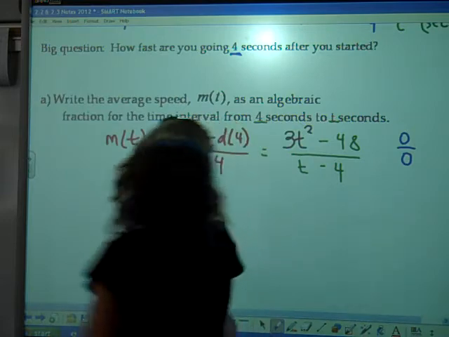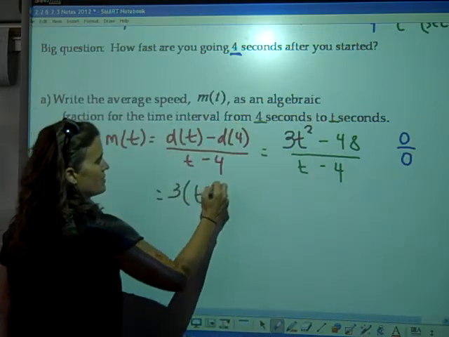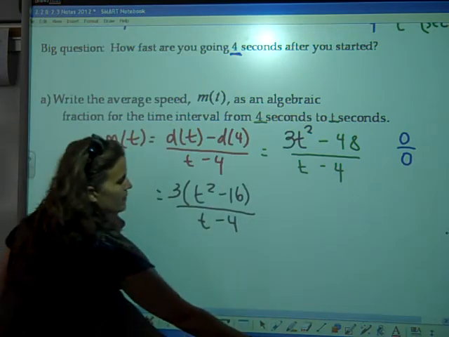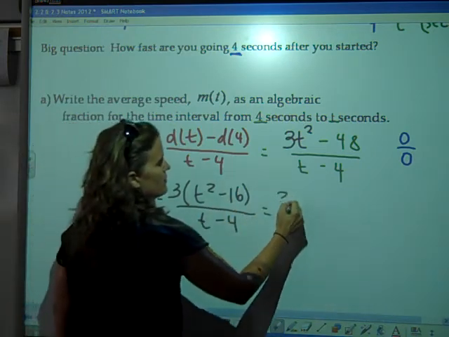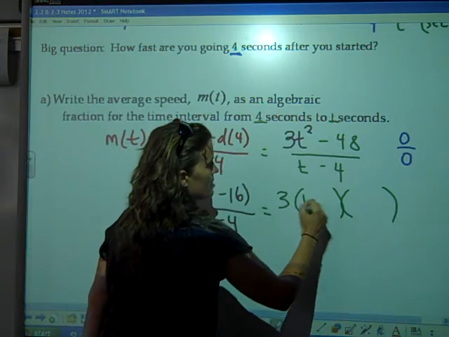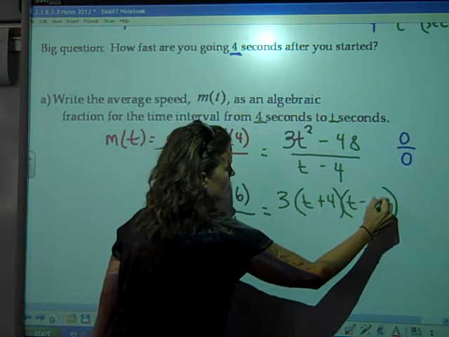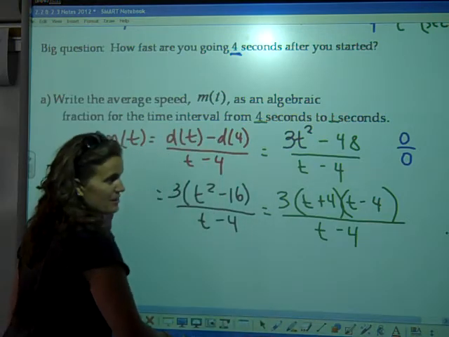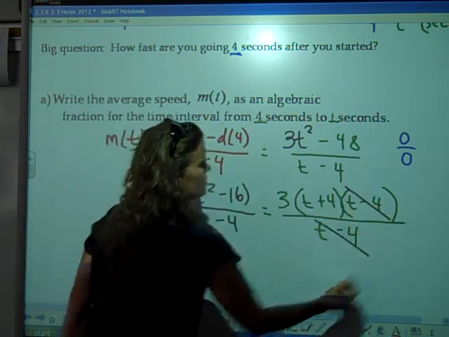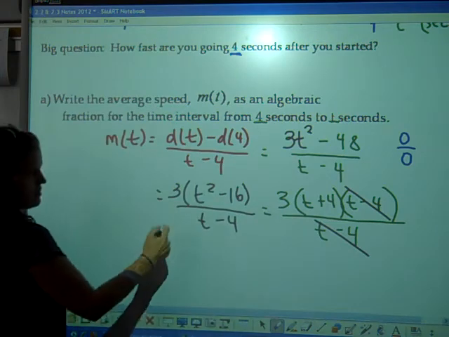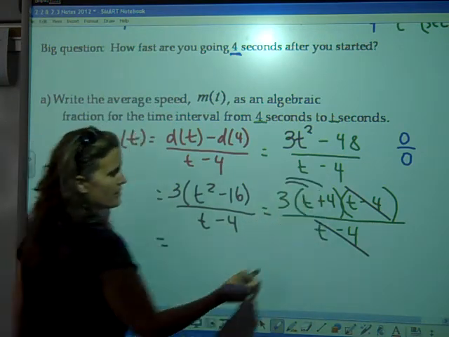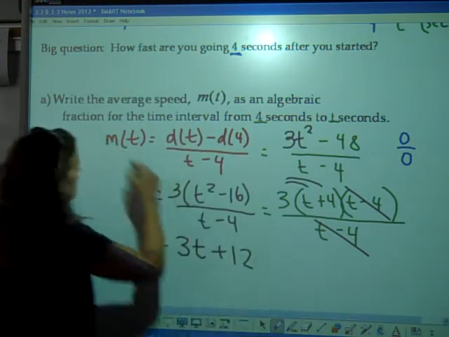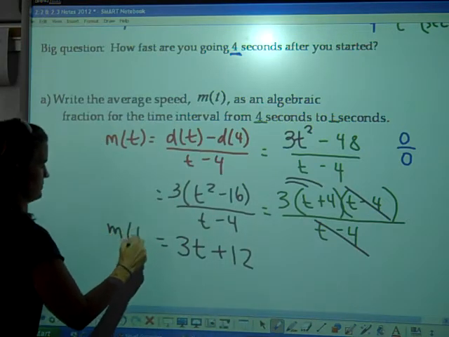So we're going to factor here that 3t squared, 3 times t squared minus 16 up top, over t minus 4. And then this t squared minus 16 will break down to t plus 4 and t minus 4, all over t minus 4. And we can see if those t minus 4's would cancel. So we are left with, I'm going to go ahead and distribute that so I see the nice linear relationship, 3t plus 12. And this is what m of t equaled.